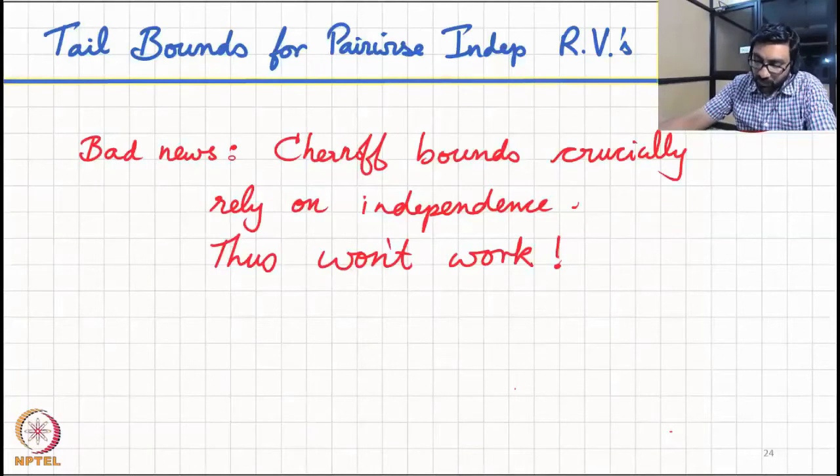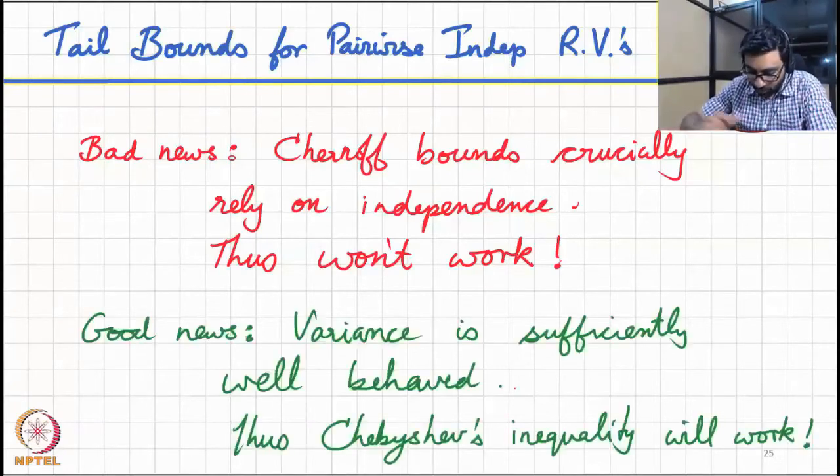Let's begin with some bad news. If you recall, Chernoff bounds crucially rely on the independence of the individual random variables. And so there's not much hope to get Chernoff bounds to work. But all is not lost because we do have Chebyshev's inequality, and that one doesn't require independence as much as it requires the knowledge of the variance of the random variable. So in this case, with pairwise independence, variance is sufficiently well behaved, and so we should be able to use Chebyshev's inequality. So let's see how that can work.